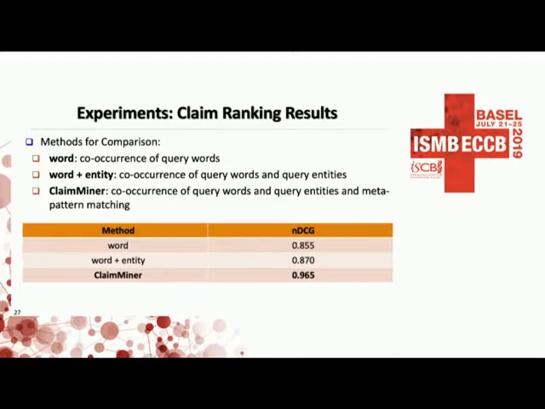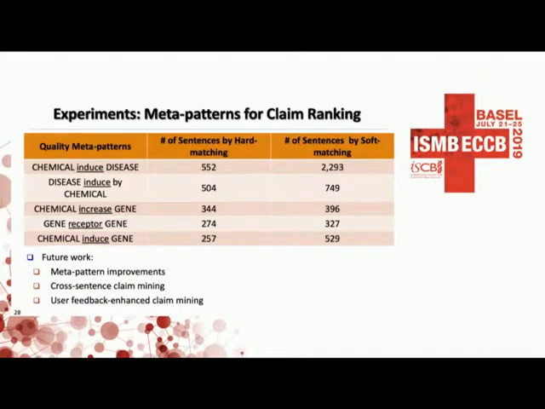You can see ClaimMiner gets 0.965. That's a pretty high matching. It simply says the claims we retrieved are really good claims. Okay, and you can see we give you some case experiments, for example, chemical-induced disease, disease induced by chemical, or these different kinds of things.